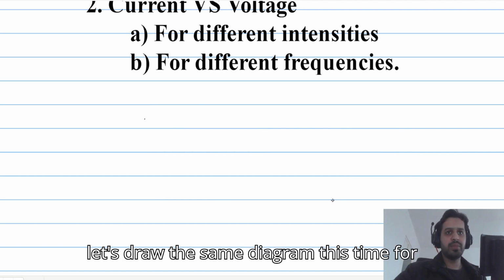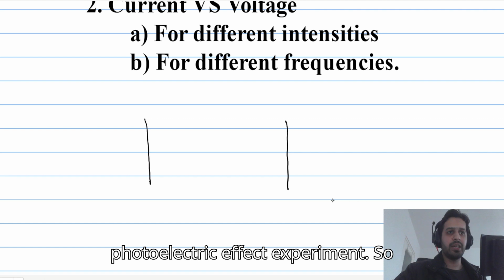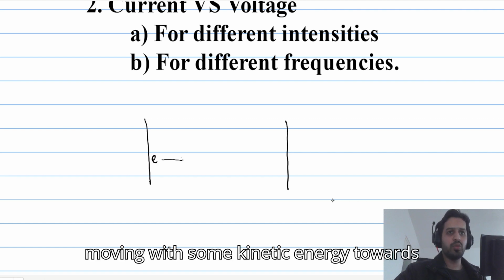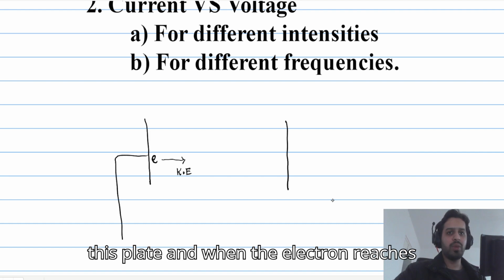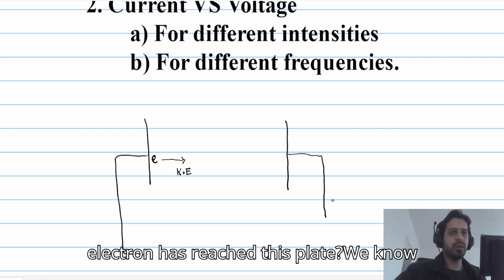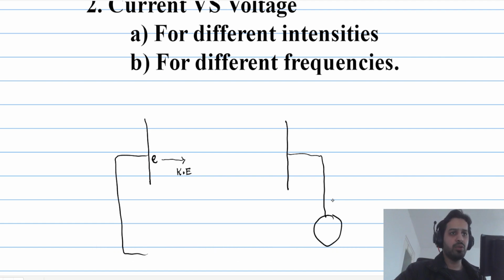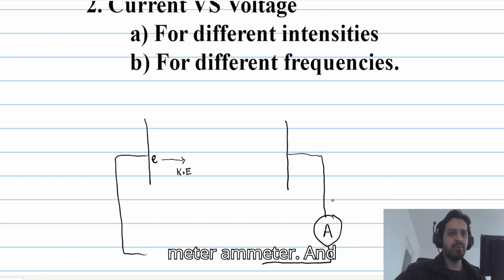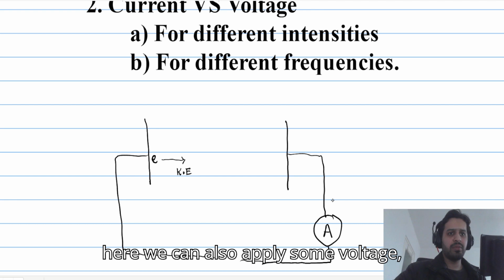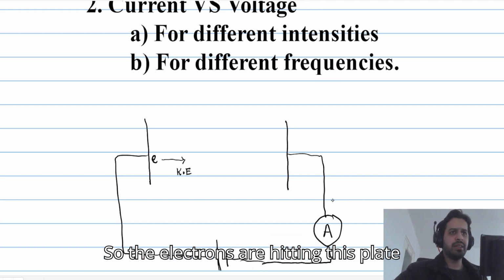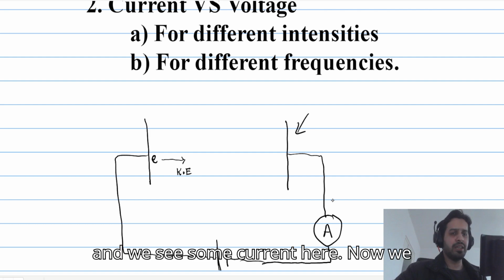So let's draw the same diagram, this time for the photoelectric effect experiment. So the electron is just emitted here. It is moving with some kinetic energy towards this plate. And when the electron reaches this plate, how will we know that the electron has reached this plate? We know this by looking at the current in this meter, the ammeter, and here we can also apply some voltage. So the electrons are hitting this plate and we see some current here.